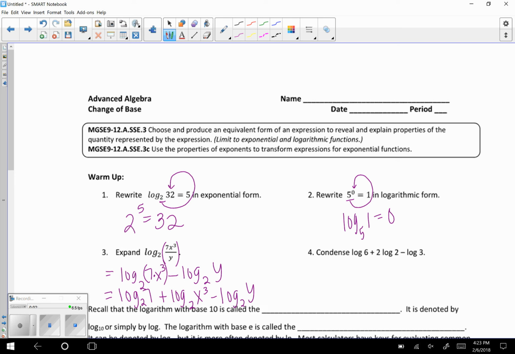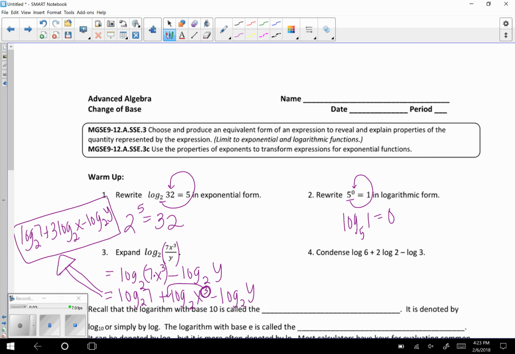So hopefully you guys agree with me. And hopefully you're also saying, hey, Miss Jones, you're not done yet. Did you guys notice this guy right here? Don't we know he can go to the front? Yeah, so I'm going to come over here because I'm running out of room. So I'm going to come up here and I'm going to write my final answer. Log base 2 of 7 plus 3 times log base 2 of x minus log base 2 of y is what you guys should have gotten for number 3.